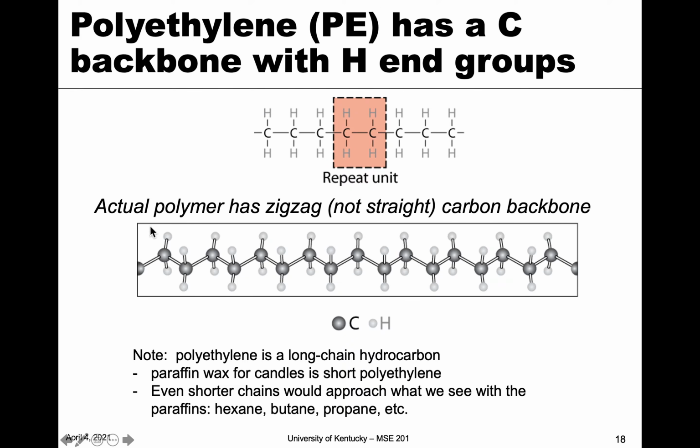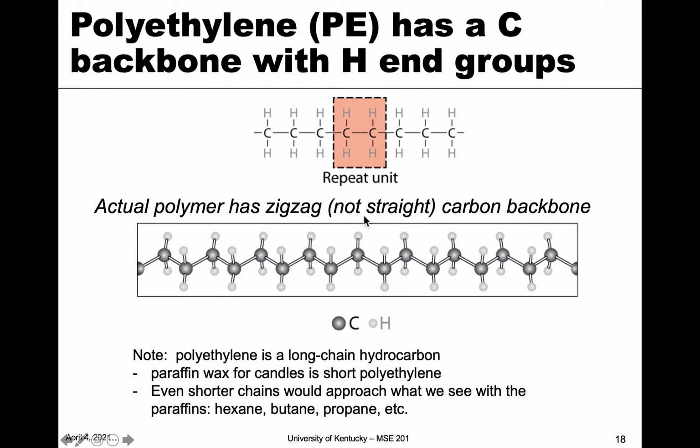In actuality, the actual polymer isn't a straight line like is sometimes written. It's more of a zigzag because there's a certain bond angle between each carbon. So it's more of a zigzag than a straight line. That's just something to keep in mind. But polyethylene is a long chain hydrocarbon.